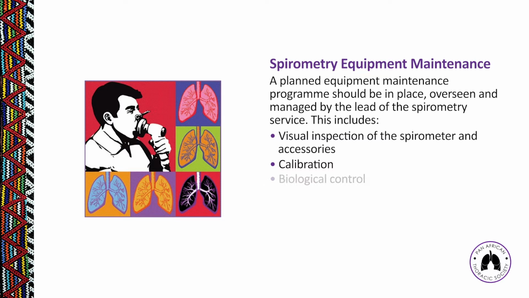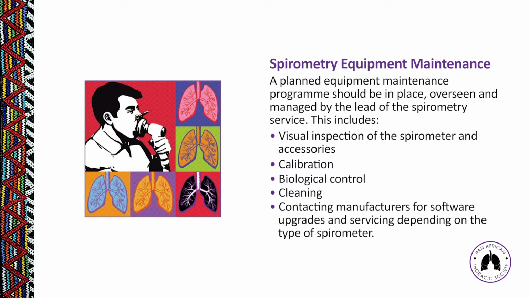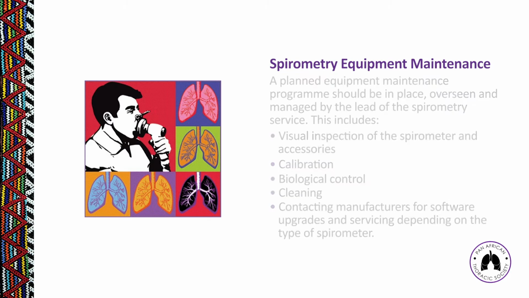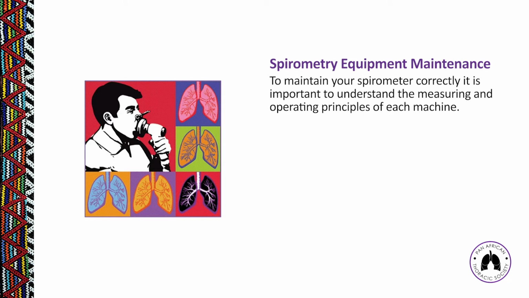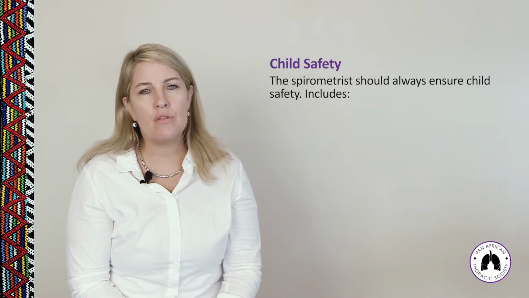You need to conduct at least a daily linearity calibration check, which you'll learn about in the next chapter. You could do biological control on the spirometer, which is when you use a healthy, normal person to blow onto the machine on a regular basis and make sure that almost exactly the same results are read every single time that same person blows. You need to clean your equipment according to manufacturer's instructions, and you need to contact the manufacturers periodically for software upgrades and for servicing depending on the type of spirometer you have. So to maintain your spirometer correctly, it is important to understand the measuring and operating principles of each of the devices.